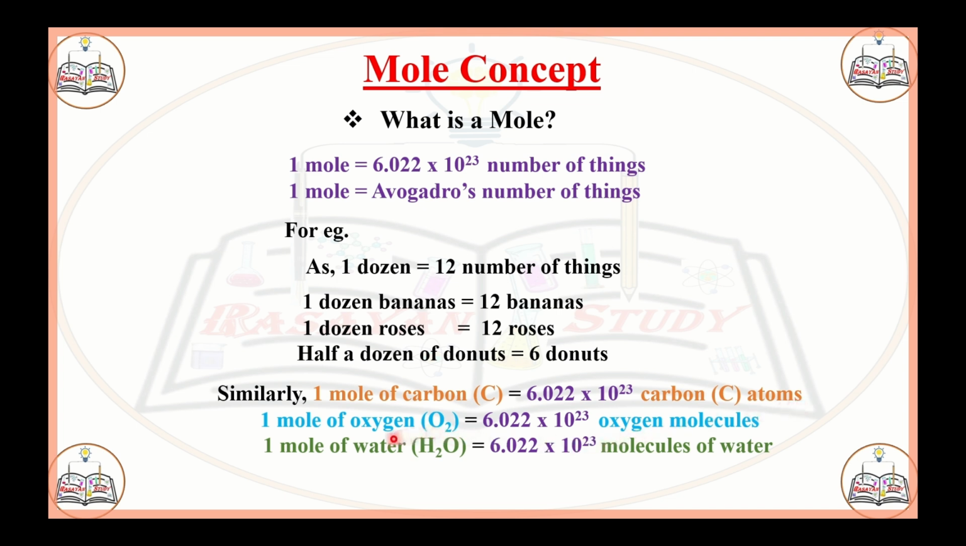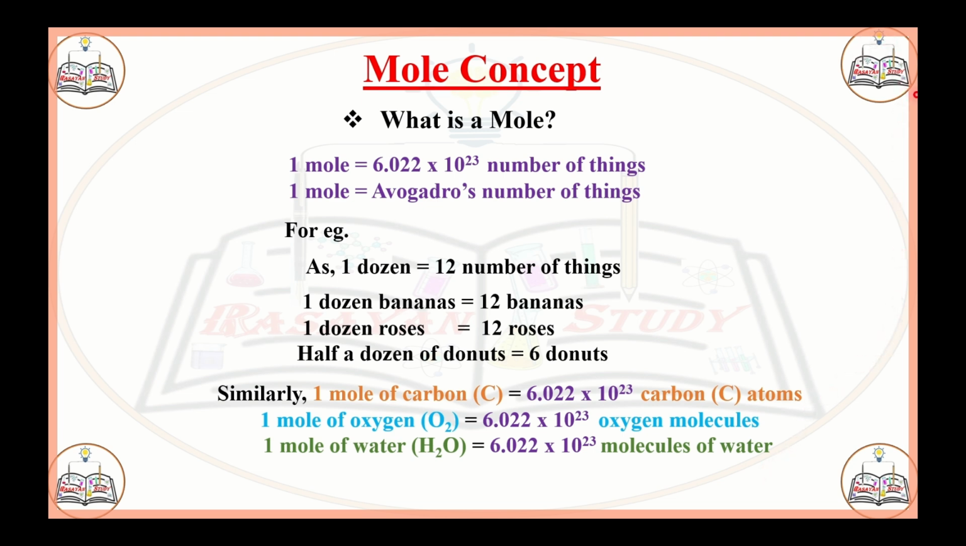Say, what is contained in 1 mole of oxygen? So oxygen is a molecule consisting of 2 atoms, O2. So it has 6.022 × 10^23 oxygen molecules in 1 mole of oxygen. Similarly, 1 mole of water has 6.022 × 10^23 molecules of water. That is, there are 6.022 × 10^23 H2O molecules present in 1 mole of water.